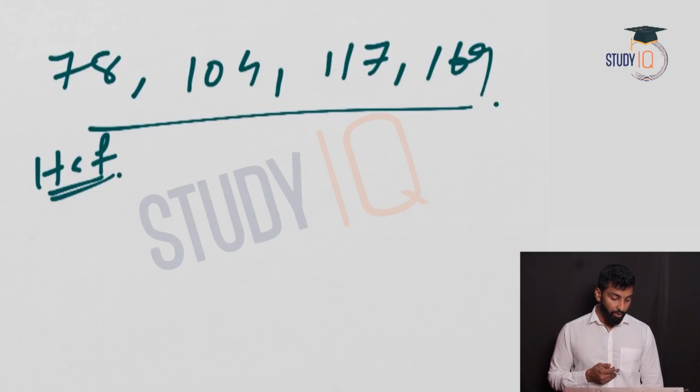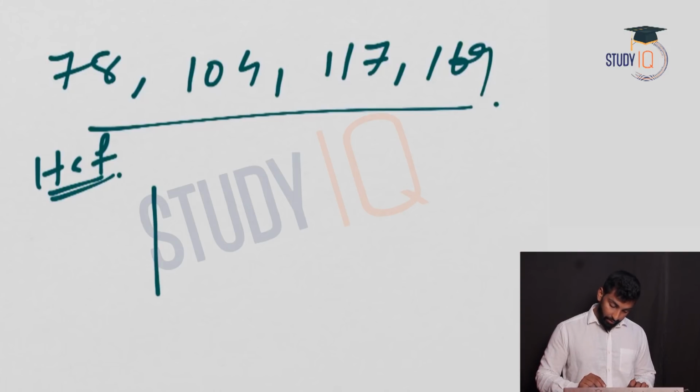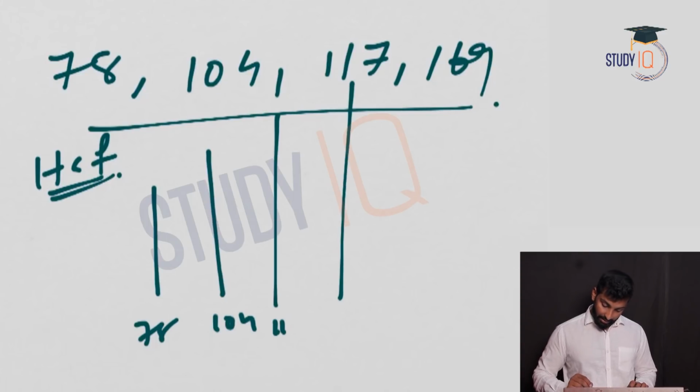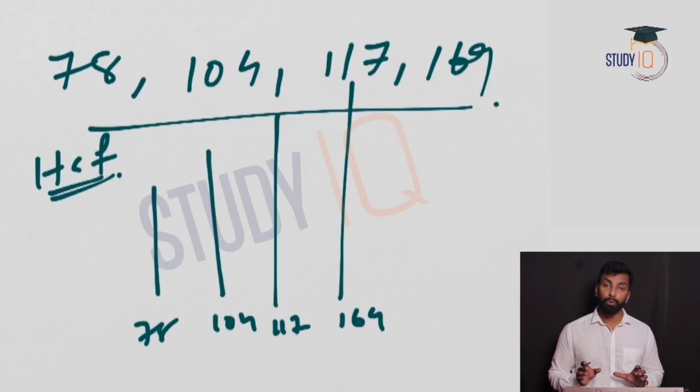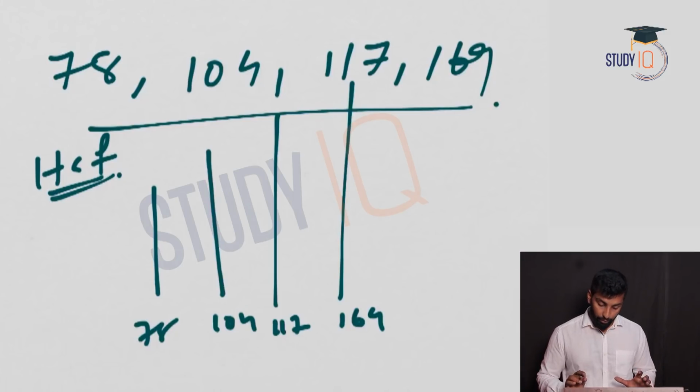What is the maximum number of pieces that can be cut? Okay, so what I'm looking for is, see, I have four different rods with different lengths. This is 78, this is 104, this is 117 and this is 169, right? I need to cut all four rods into equal sizes so that there should not be any wastage. And the size should be the same.